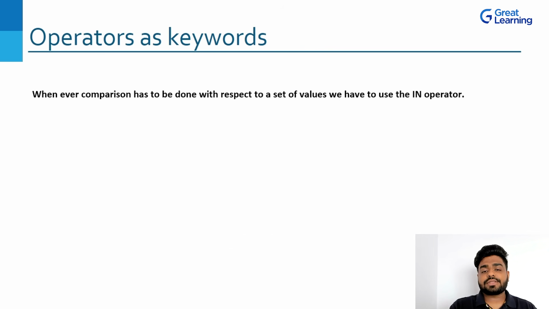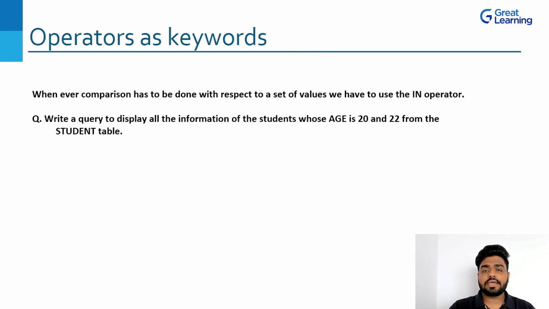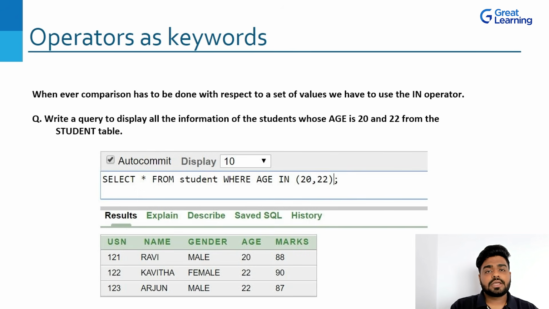Now, whenever comparison has to be done with respect to a set of values, we have to use the in operator. And in the in operator, what happens? We have to write a query to display all the information of the students whose age is 20 and 22 from the student table. So you want all the details of the students whose age is 20 and 22. So have a look.